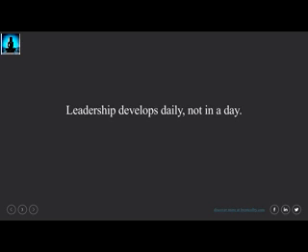The big idea of the chapter is this, that leadership develops daily, not in a day. For a lot of us, people think that you're either born a leader or you're not born a leader. And as we'll see here in just a moment, we all start on some spectrum of leadership, but it's definitely something that can be developed in any individual. Some of us are going to be more inclined toward leadership, while others of us are going to really have to work hard to develop some of these critical skills.